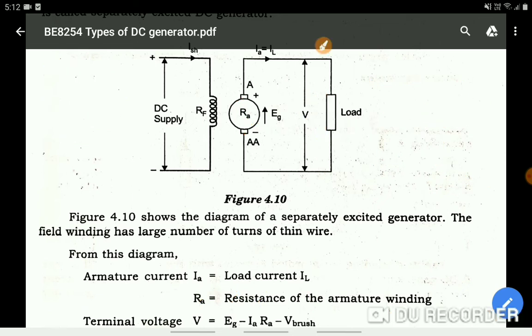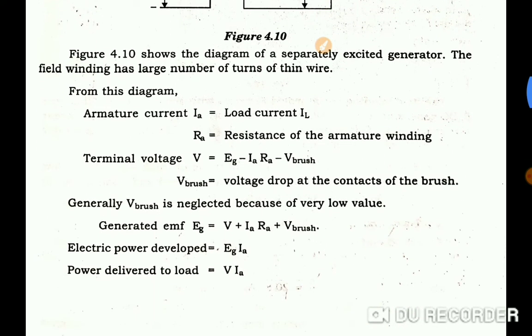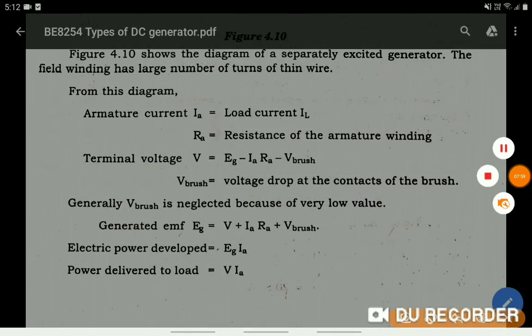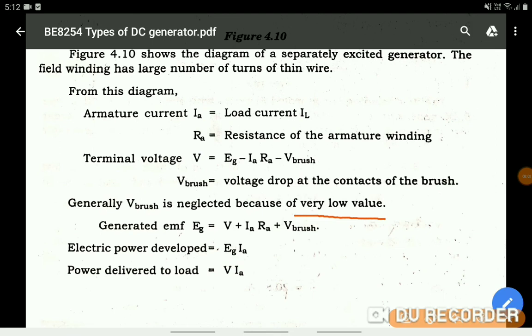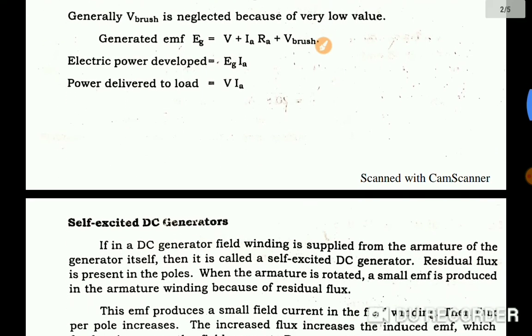Hope you can understand. I already told you, V brush is a very minimal voltage, a very low value. So the generated EMF, as we all know, EG equals V plus IA RA plus V brush. Electrical power is EG into IA, then power delivered to the load is V into IA. These are all the expressions that we need to write for a separately excited DC generator.